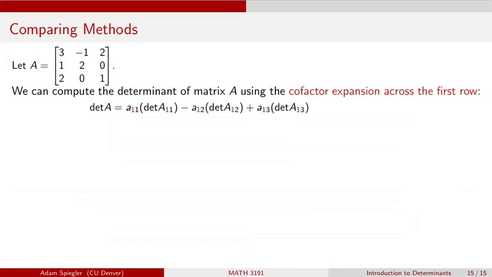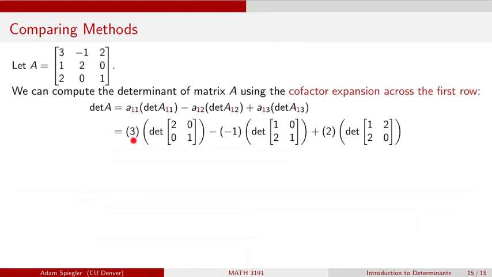And then we filled in all of the values for what A11, A12, and A13 were, as well as the submatrices for A11, A12, and A13. Then we calculated the determinants of each of these 2 by 2 matrices and simplified, and we found that the determinant of this 3 by 3 matrix A was -1.